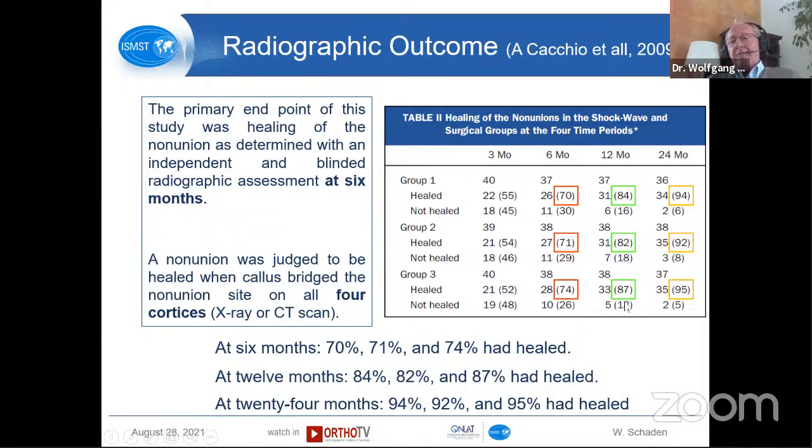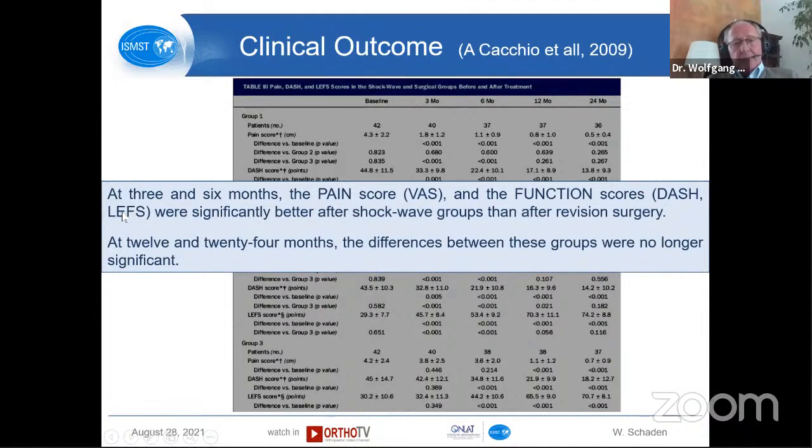The same is true after 12 months, and after 24 months, all 3 groups had over 90%: 94, 92, and 95. So there was no difference in the bony healing rate. When we have a look at function and pain, we see that at 3 and 6 months, pain scores and function scores were significantly better in the Shockwave group compared to the surgical group. The surgical group needed 12 months, 1 year, and 2 years to recover to the same level where the Shockwave group already was after 3 and 6 months.